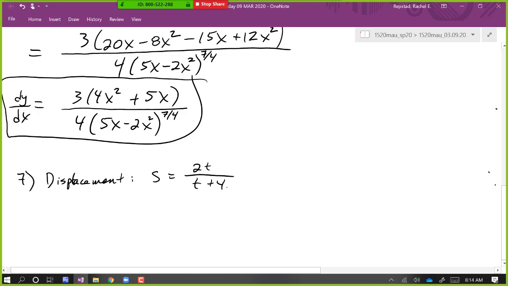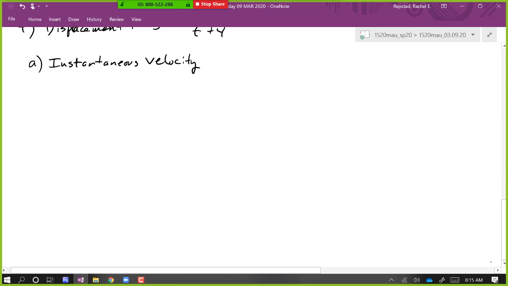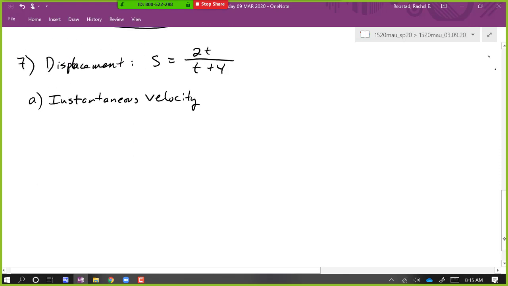S is in meters and T is in seconds. So we want to find the function that gives the instantaneous velocity. That's part A. So how do we get instantaneous velocity starting from a displacement function?